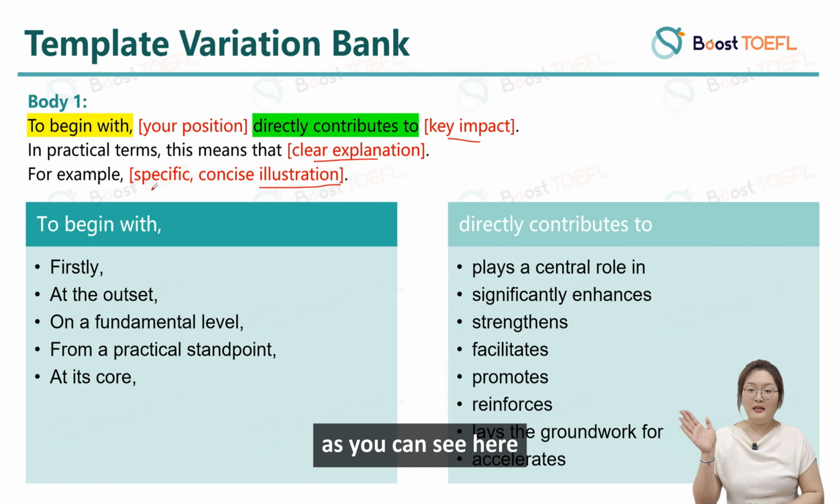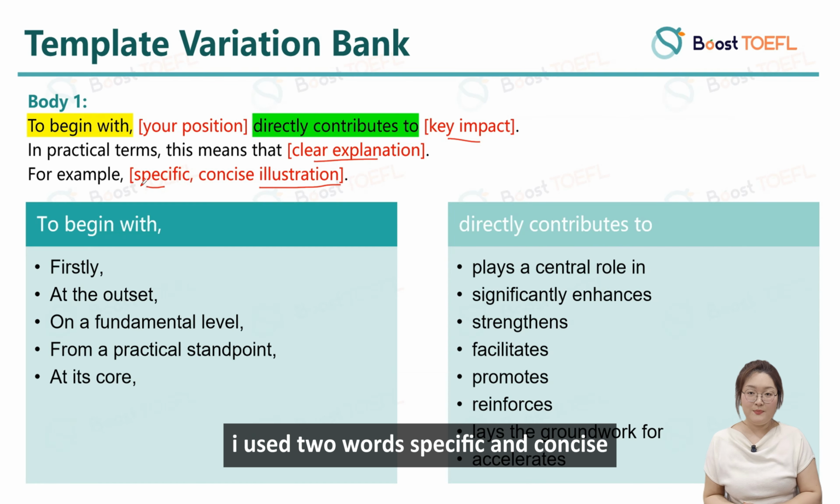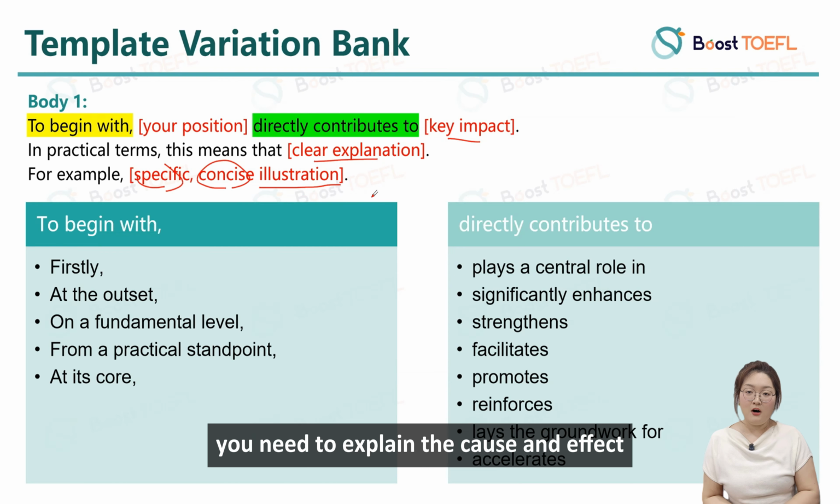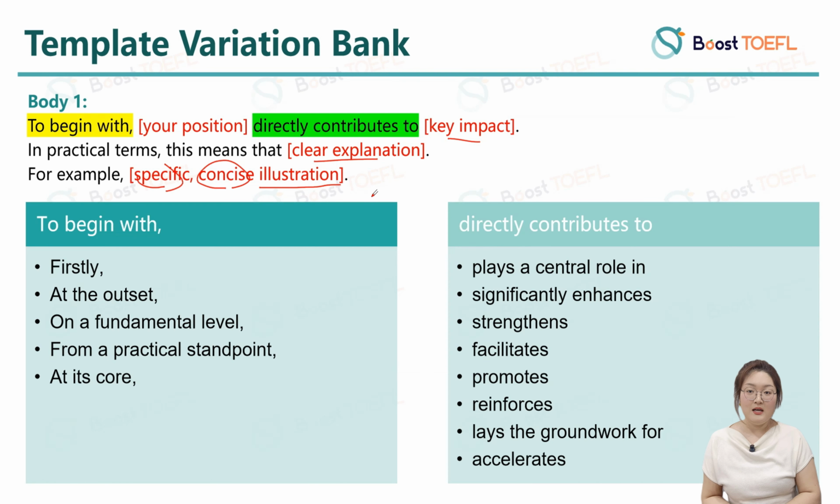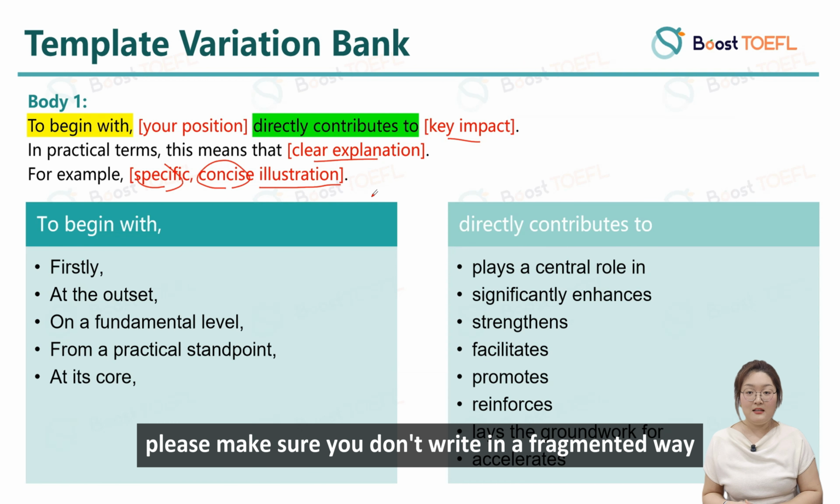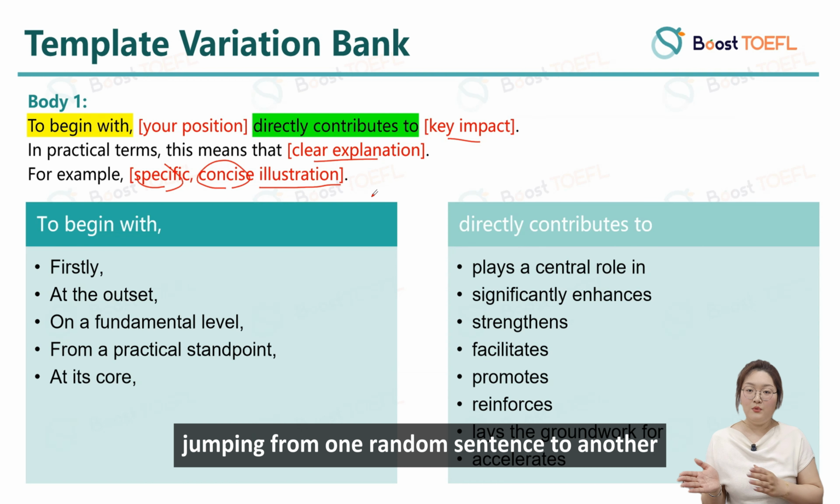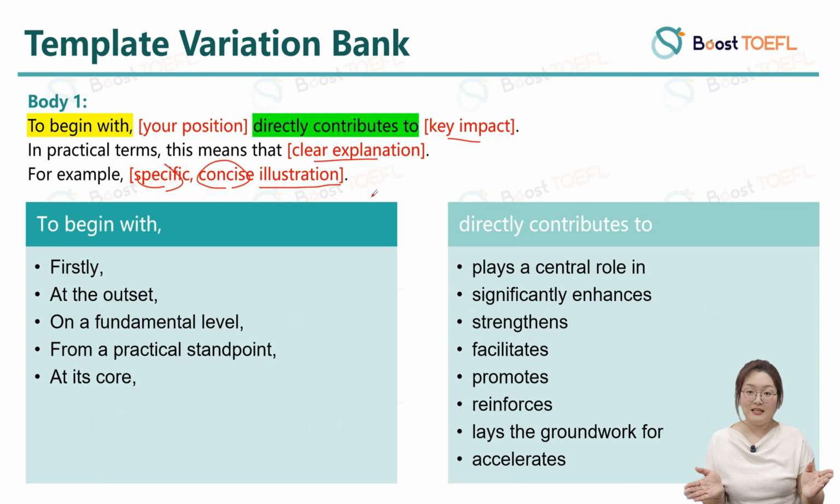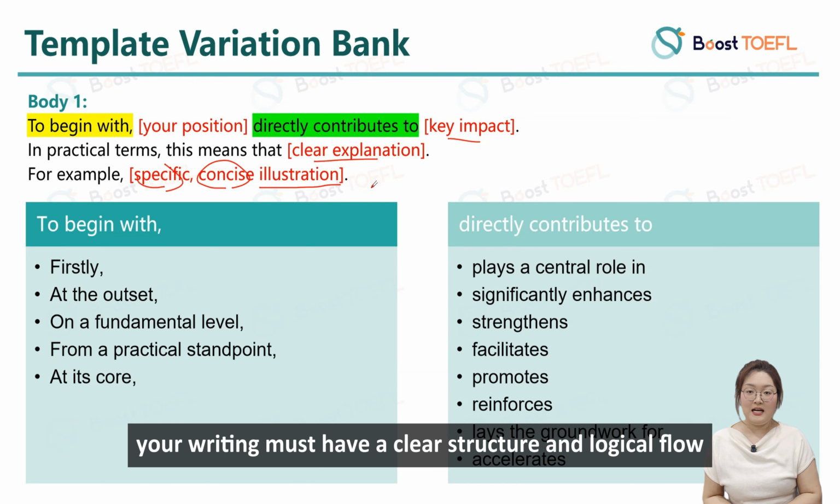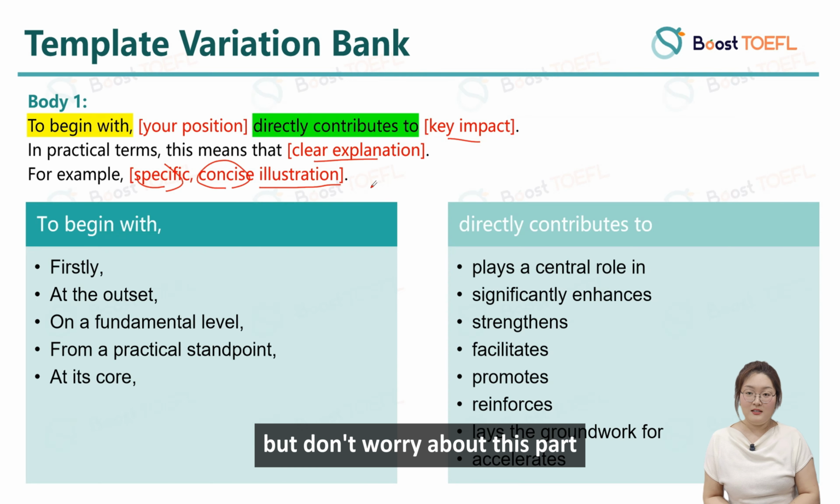Also, as you can see, here I used 2 words, specific and concise. So when you are describing your examples, you need to explain the cause and effect as accurately and briefly as possible. Please make sure you don't write in a fragmented way, jumping from one random sentence to another. Instead, your writing must have a clear structure and logical flow. But don't worry about this part. We will go into detail later on how to come up with a proper example.